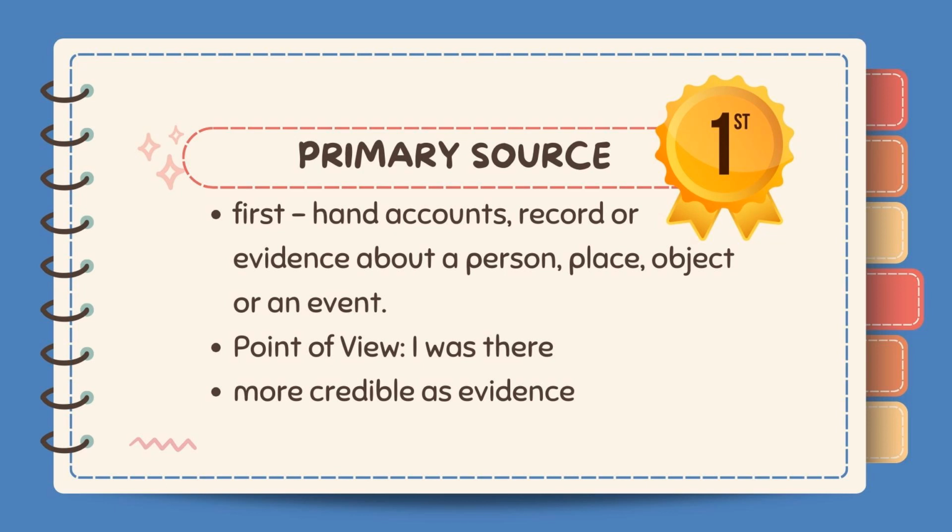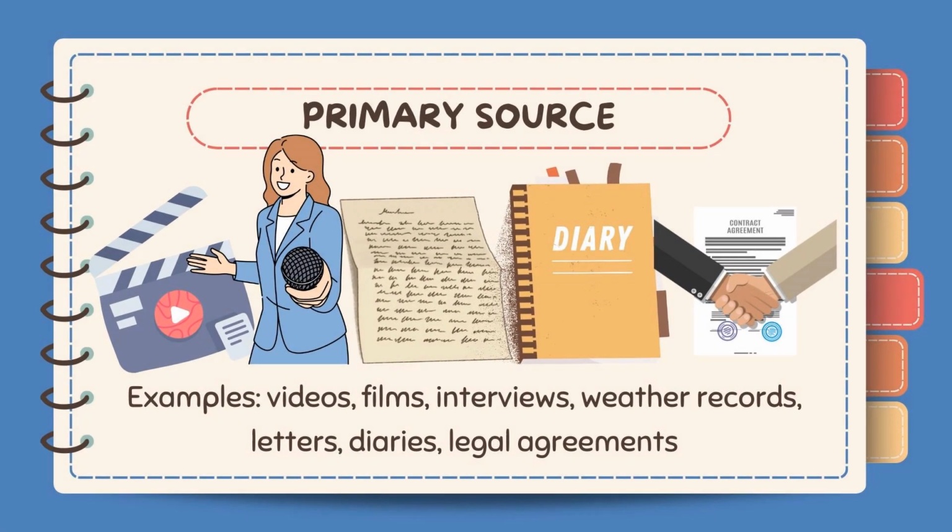If you are researching something current, your primary sources can be collected by yourself or sources produced by people directly involved in the topic. Remember that when we say primary source, it talks about first-hand accounts, record or evidence about a person, place, object, or an event. The point of view is, I was there. It is more credible as an evidence. The examples of a primary source are videos, films, interviews, weather records, letters, diaries, and legal agreements.